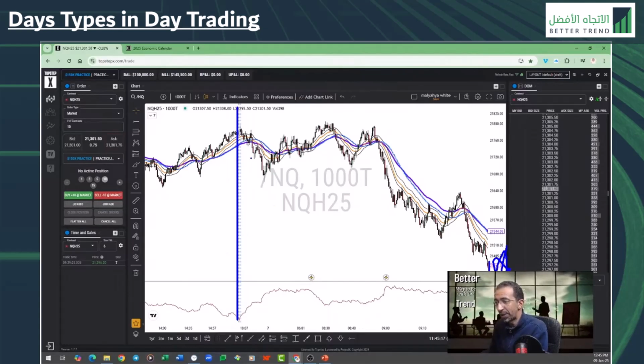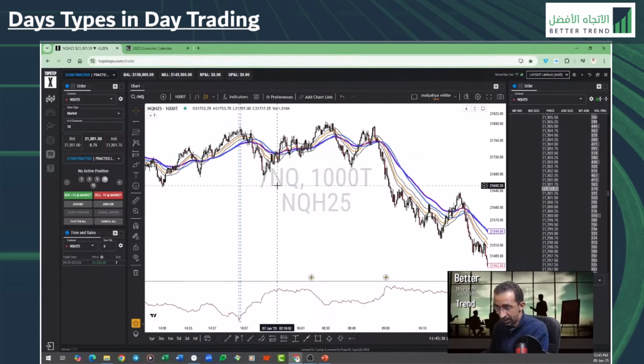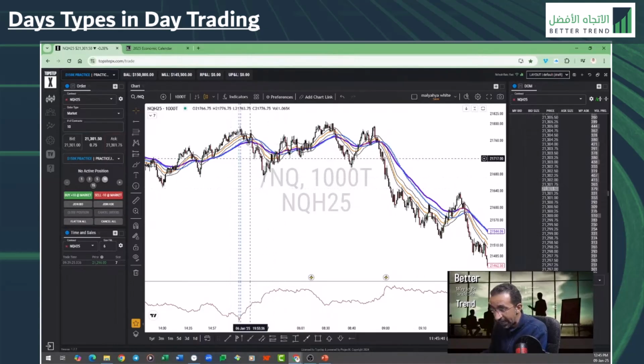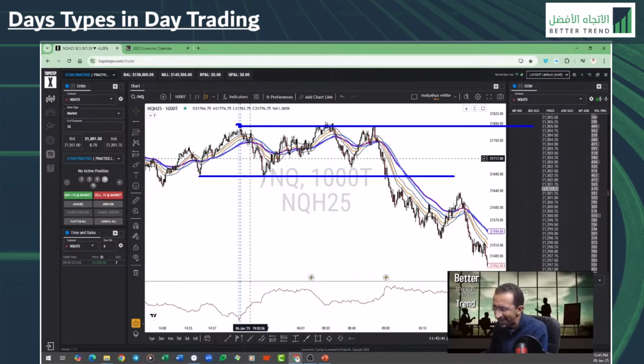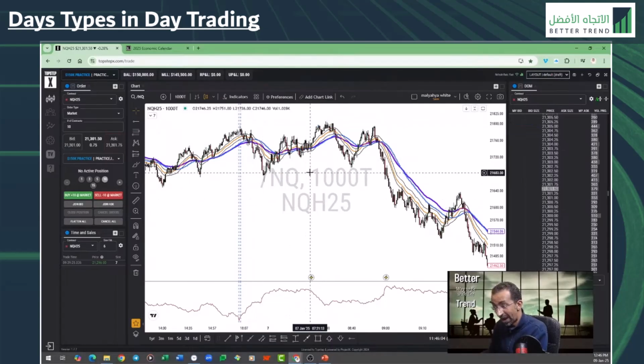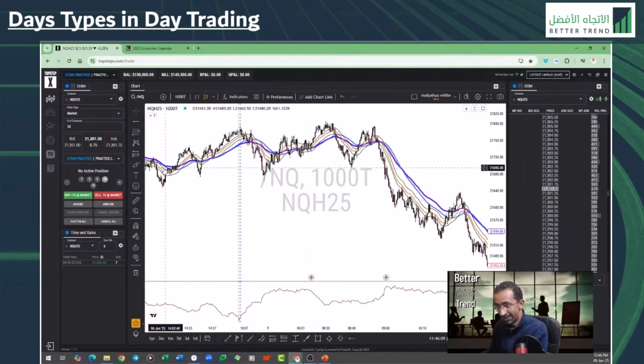What type of day do we have? Is it a choppy day? Let's see, where is the last swing high? That was high and that was low. No, not really. The market just goes a little bit higher here and a little bit lower here. That isn't considered a chop. So far, that is a range day.